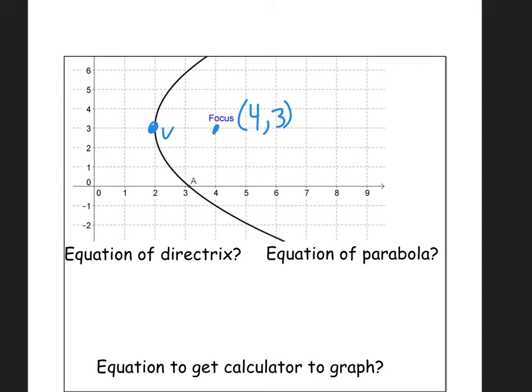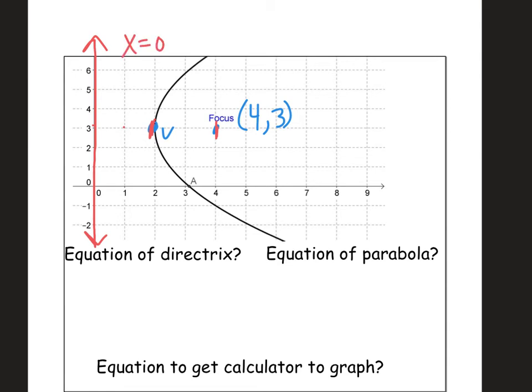Can we find the equation of the directrix? The directrix is always going to be the same distance away from the vertex as the focus is. In this case, vertex to focus was 2 units, so I'm going to go 2 units the other way. The directrix is always a line, not a point. In this case, it would have to be the line y equals 0. I'm sorry, x equals 0. Sorry about that. It is just the y-axis.